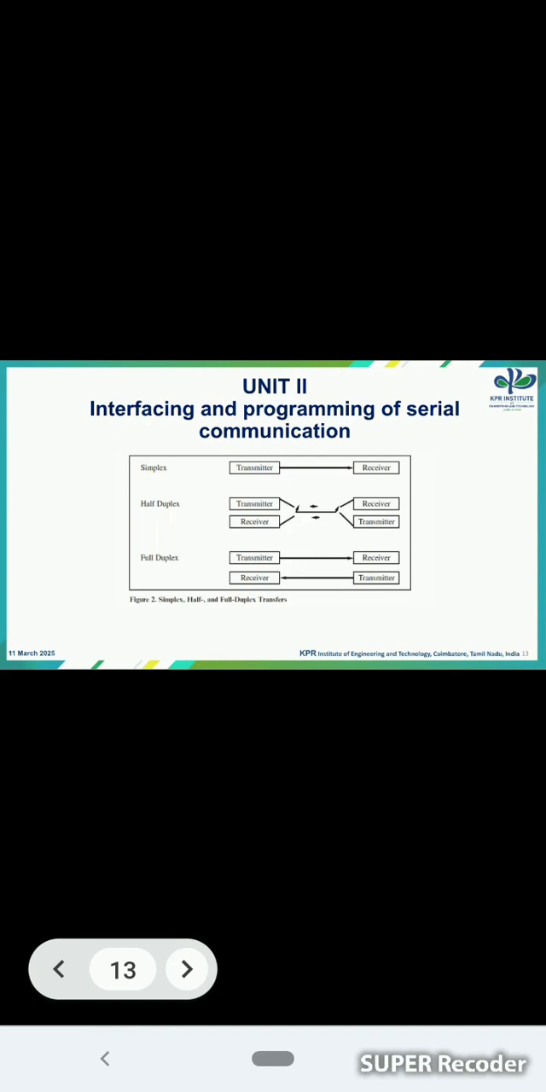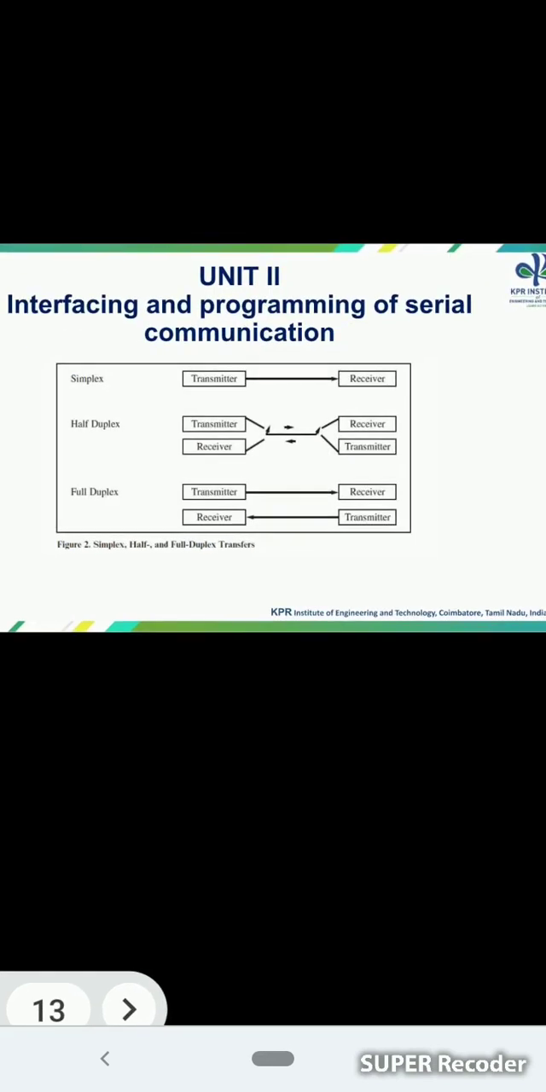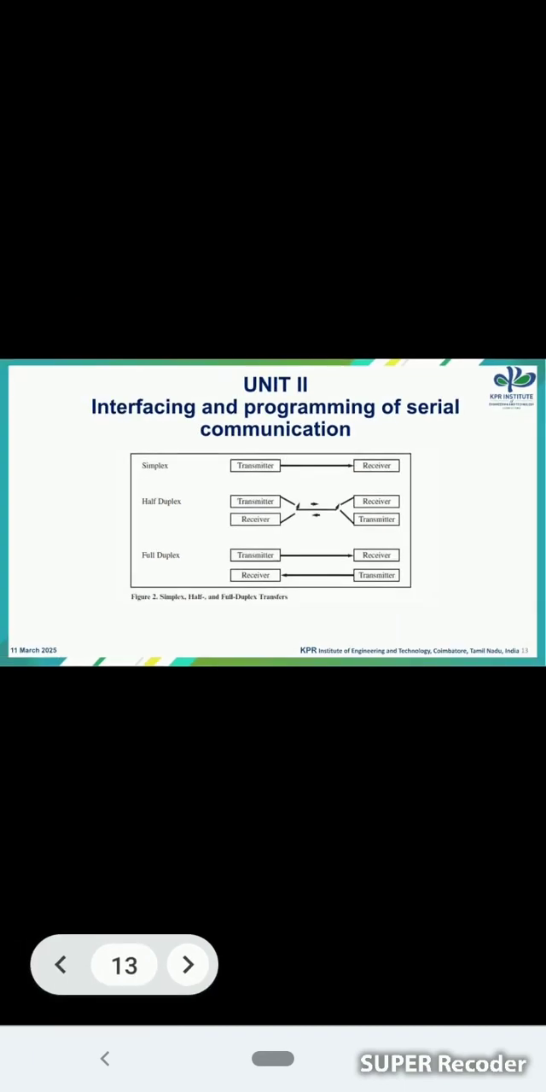In this scenario, the transceiver has two data lines. It can transmit and simultaneously it is able to receive the data. So this is the special thing about the full duplex communication protocols.